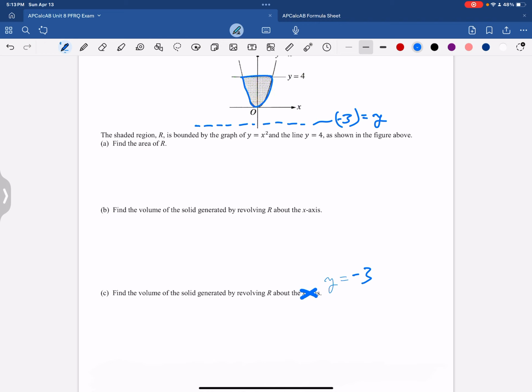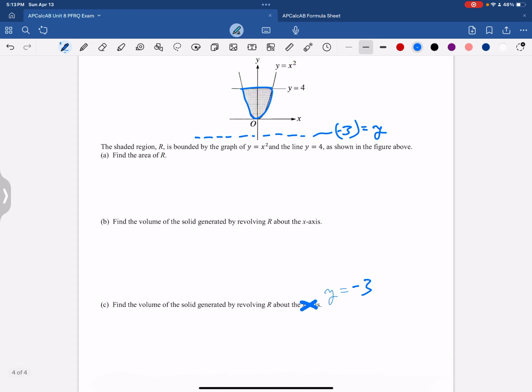Now remember, because we have two curves, x squared and 4, we're going to have to use the washer method. If we just had one curve, let's say just the curve y equals 4, and I revolve this around this axis of revolution, it would make these circles. To find this radius, I would have to do top minus bottom. So that would be 4 minus -3, and that makes a lot of sense. You would get r equals 7. You're like, oh yeah, no duh.